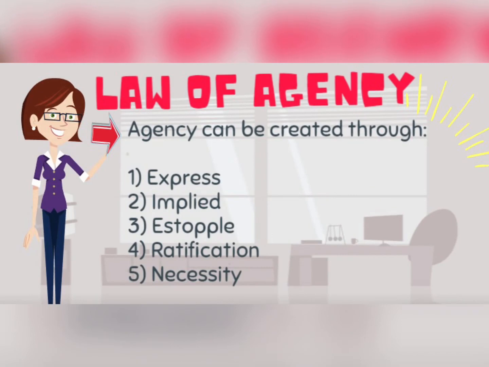Law of agency. Agency can be created through five types. First, express. Second, implied. Third, estoppel. Fourth, ratification. And the fifth is necessity.